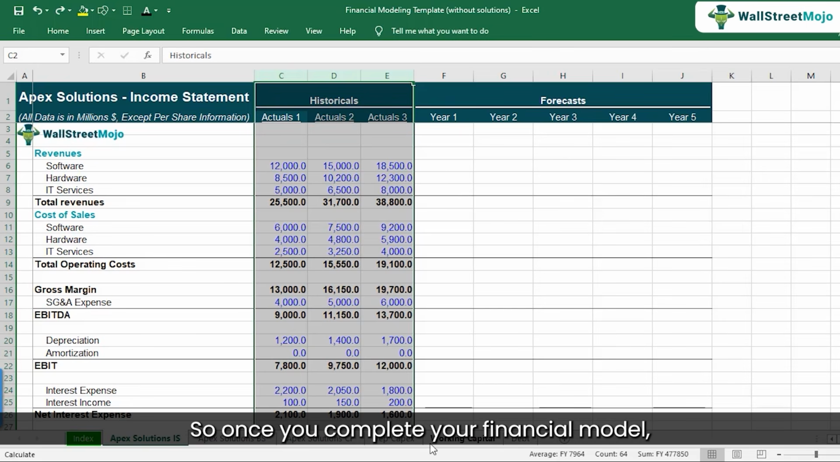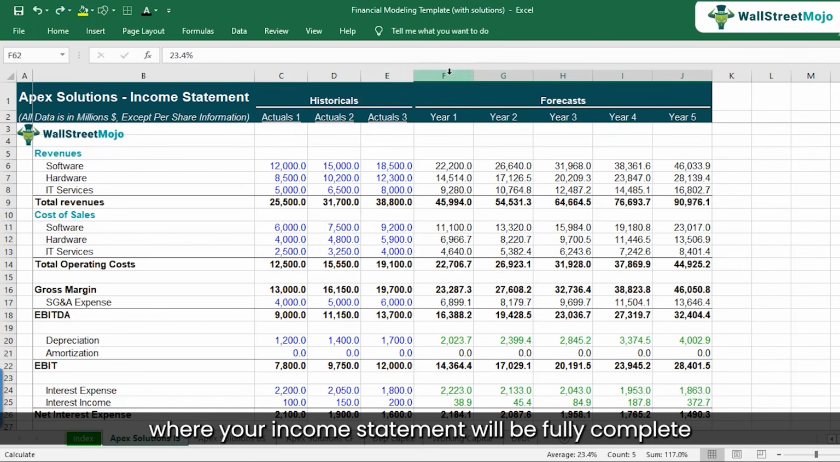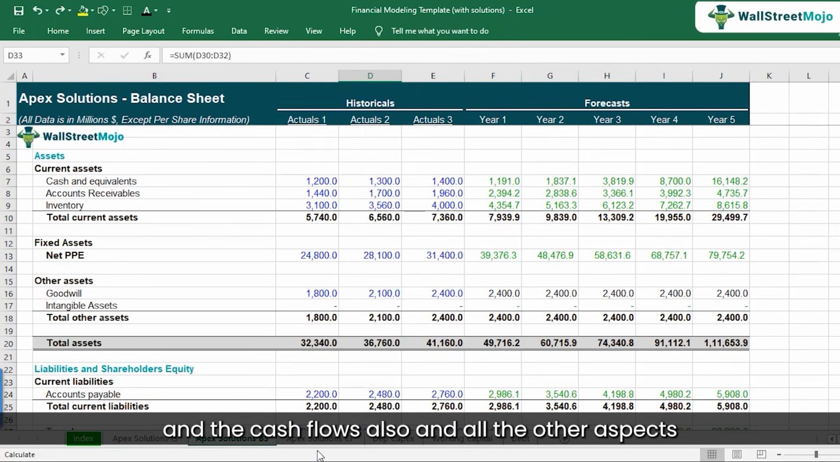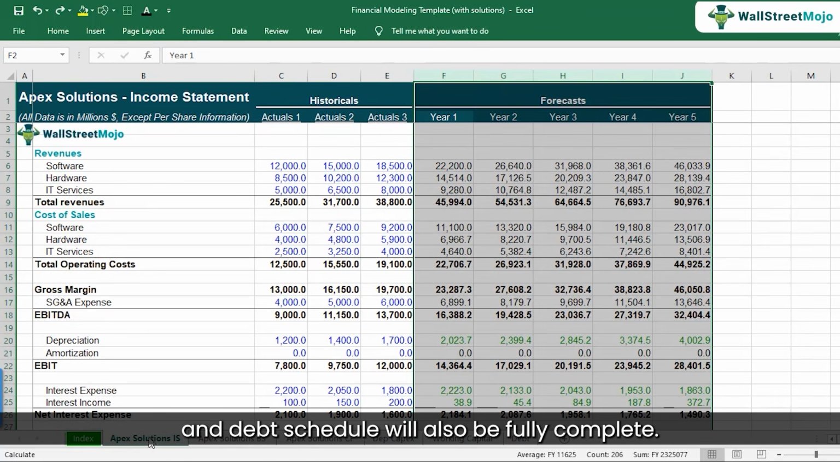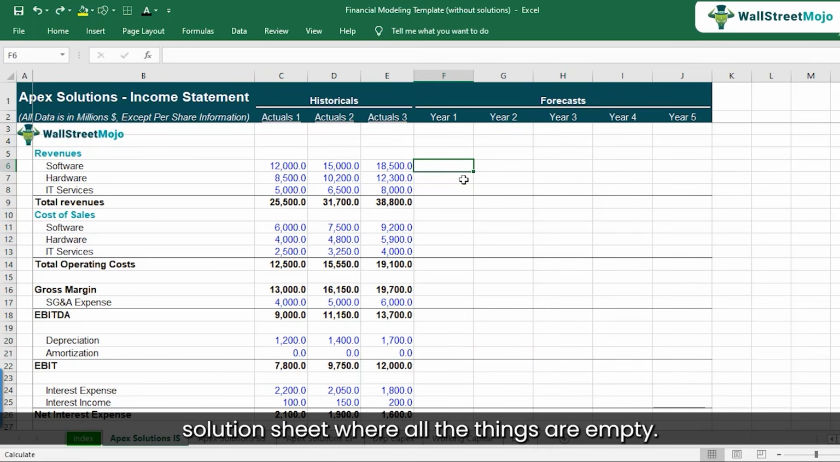Once you complete it, your financial model will look something like this, where your income statement will be fully complete with forecasts, the balance sheet will be fully complete, and the cash flows also, and all the other aspects like the depreciation, working capital, and debt schedule will also be fully complete. That will be the end objective of creating a three-statement financial model. But for now, we would need the without-solution sheet where all the things are empty. The idea here is that I'll provide step-by-step instructions and I'll do the same in front of you, and I would expect you to do it along with me, right?